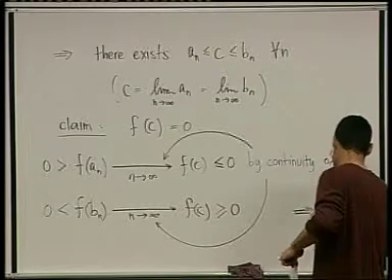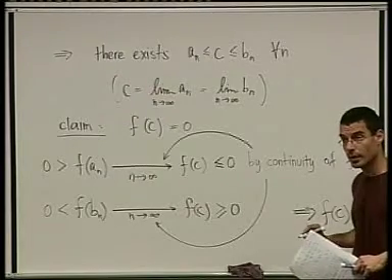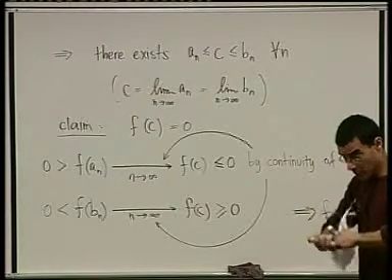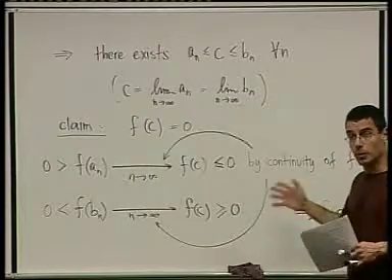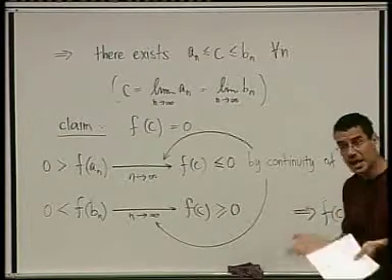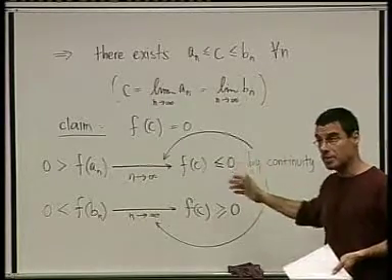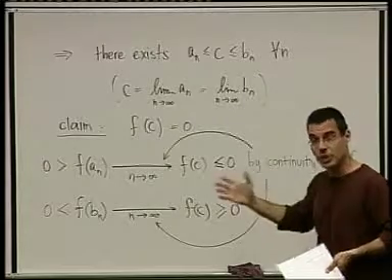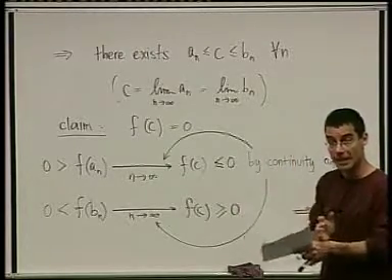F at C has to be 0, and we're done. Okay? So, one second before the questions. What we proved here, I want to show you that it's an algorithm. And that's how, well, I'm not saying specifically this algorithm. There are other algorithms. This is called the bisection method because we bisect the interval again and again.